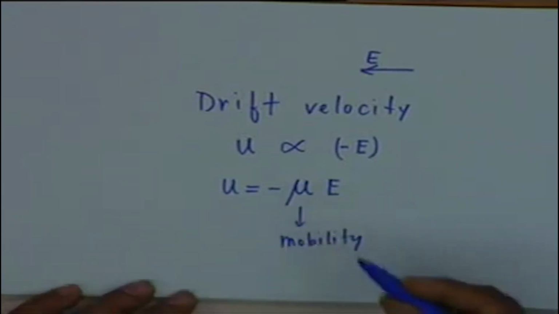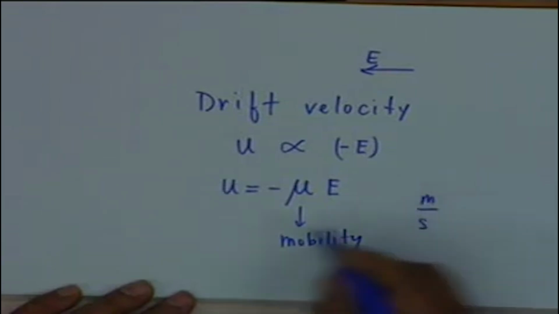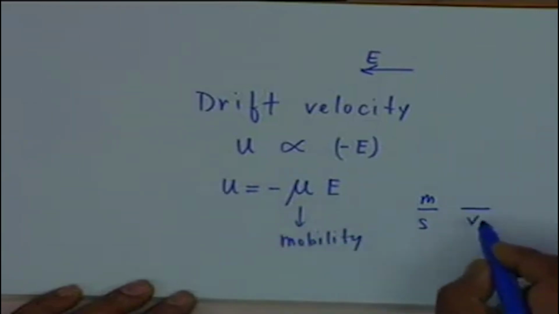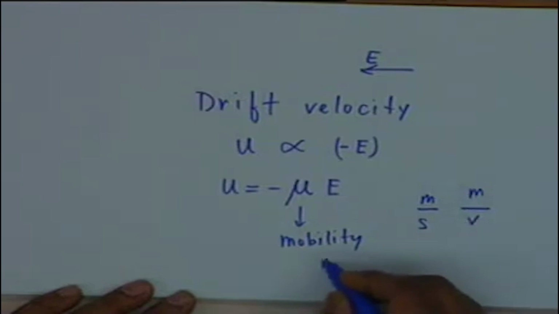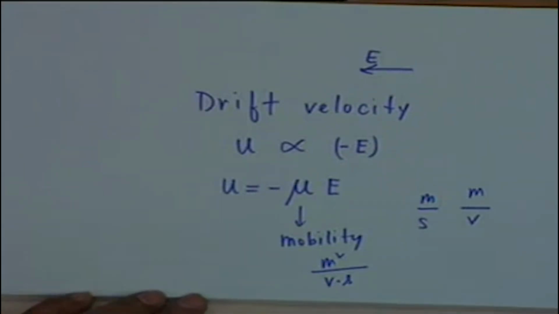It is called mobility, and you can easily see that its units shall be meters per second, which is the unit of u, and the unit of E is volts per meter, and therefore mu should be meter squared divided by volt second. Is that correct? The unit of mobility is meter squared per volt second. This is an extremely important term. Physically, it is defined as the drift velocity of a charge carrier under the influence of a unit electric field. Unit electric field means 1 volt per meter.